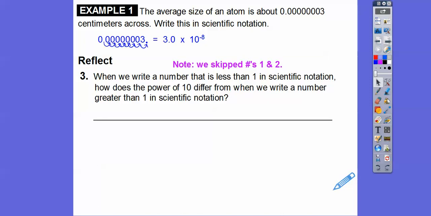All right, now I didn't like questions 1 and 2. I just didn't think they fit very well, so I skipped them. So here's question 3. When we write a number that is less than 1 in scientific notation, how does the power of 10 differ from when we write a number greater than 1? Well, remember, when it's less than 1, then the exponent with 10 is going to be a negative number instead of a positive. And they're integers too, so they're counting numbers.